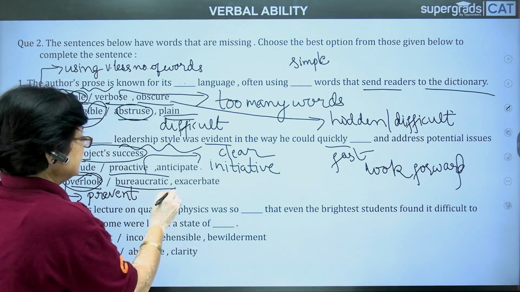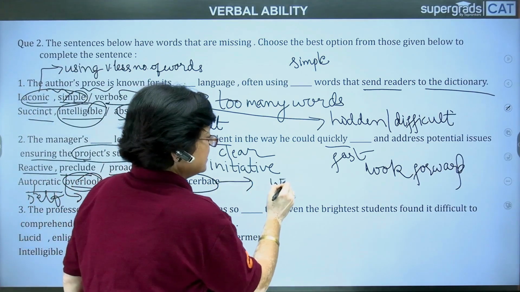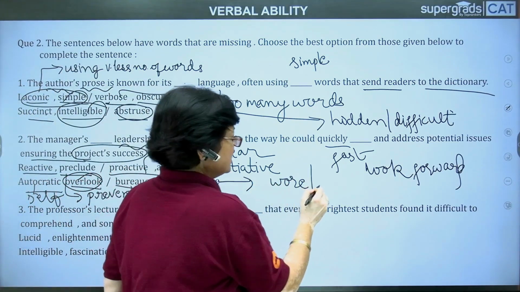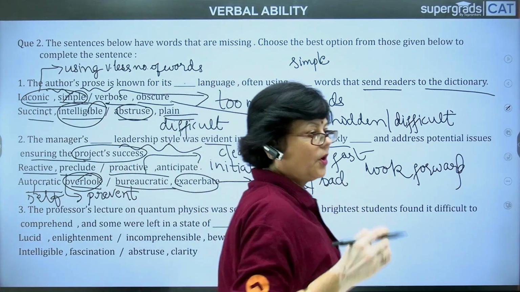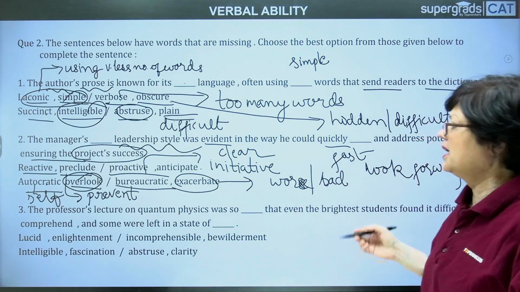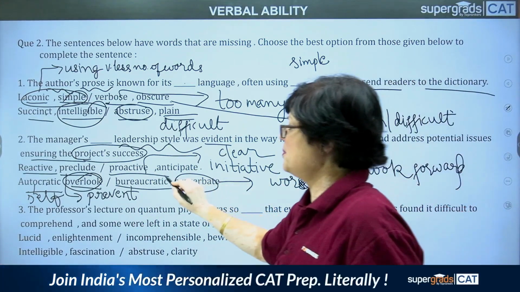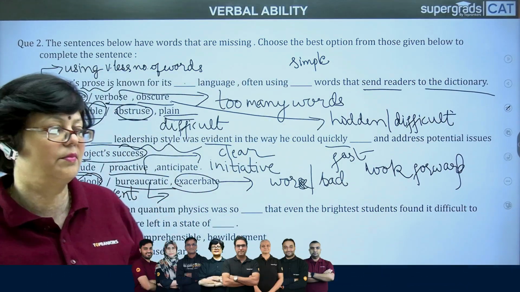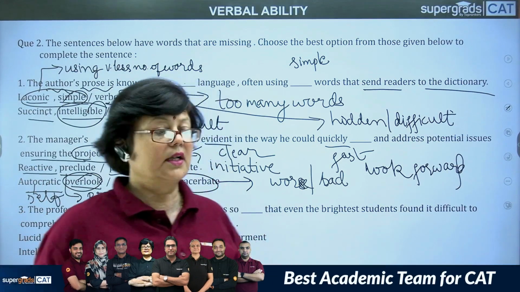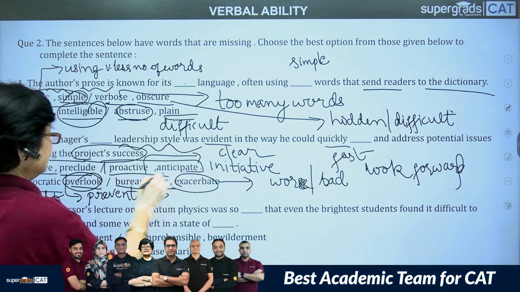Then bureaucratic and exacerbate. Exacerbate is to make a situation worse, or even bad. To make any problem or situation worse is called exacerbate. So this is clearly a negative word. And what is bureaucratic? Bureaucratic refers to the government in which the bureaucrats, the administrators, are involved. So this clearly leaves us with the second option, proactive.